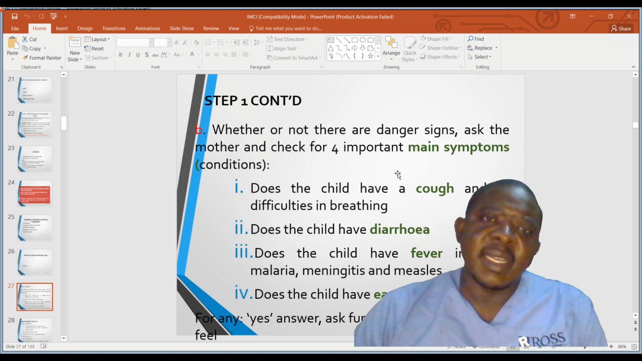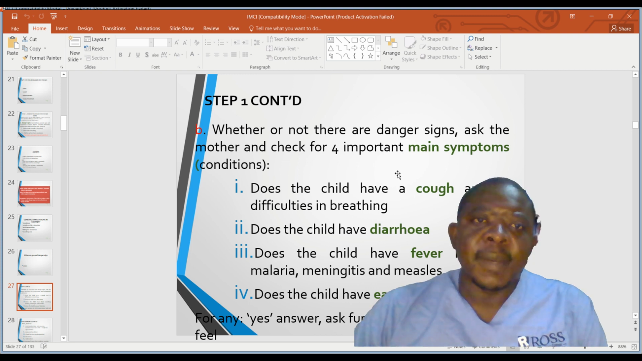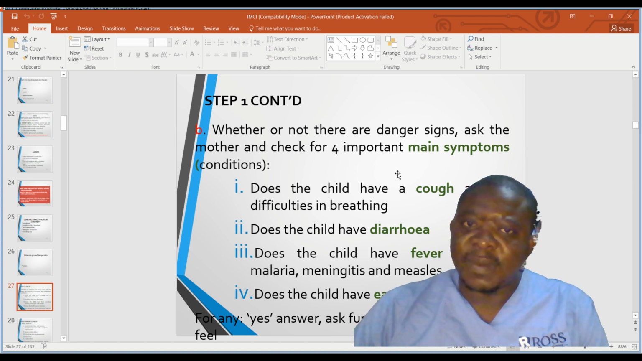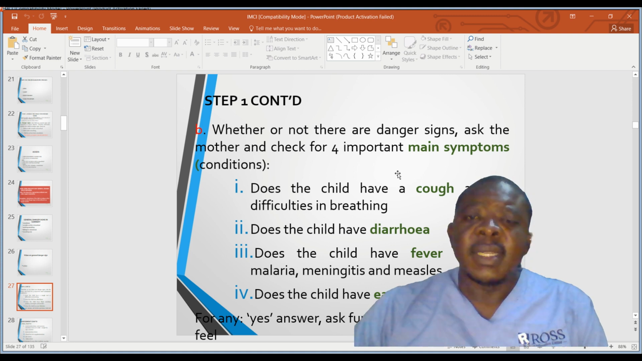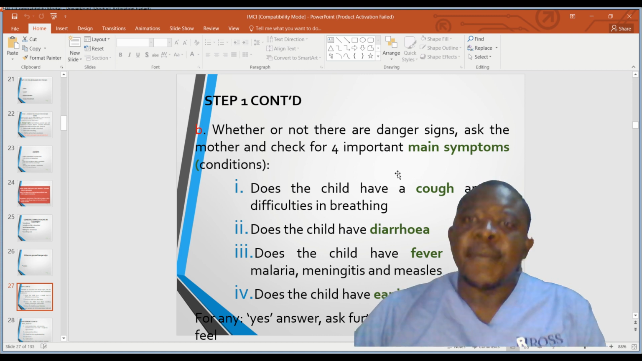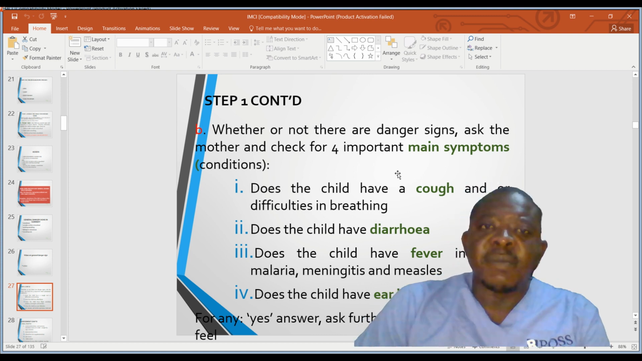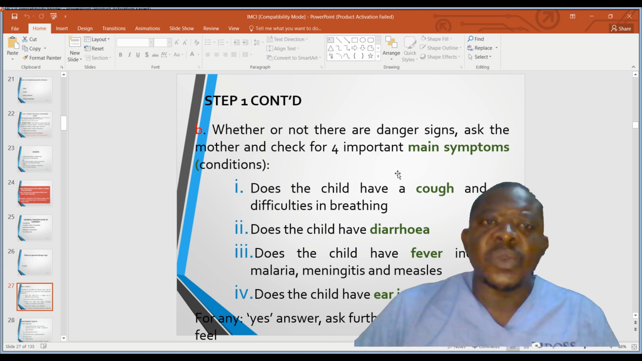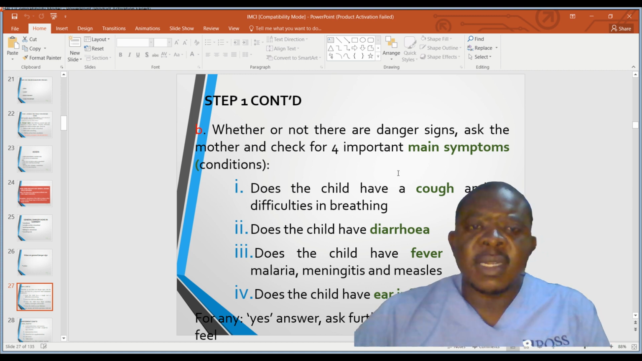Step 1. Whether or not there are danger signs, you can ask the mother and check for 4 important main symptoms or conditions. Does the child have a cough, and/or is the child having difficulty breathing? These are the 4 main symptoms that you need to rule out when you are seeing the child or you are observing the child.